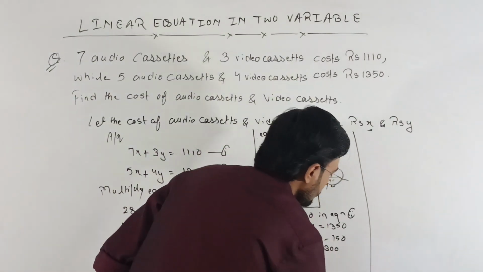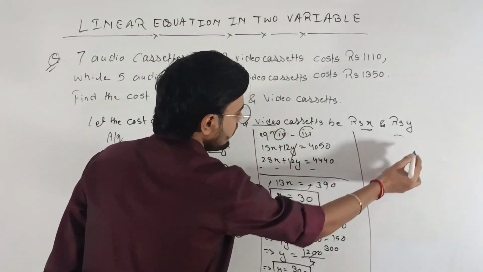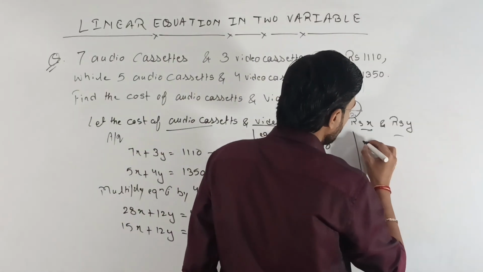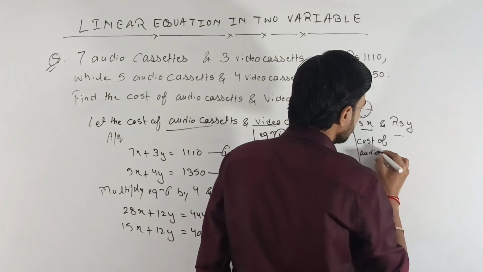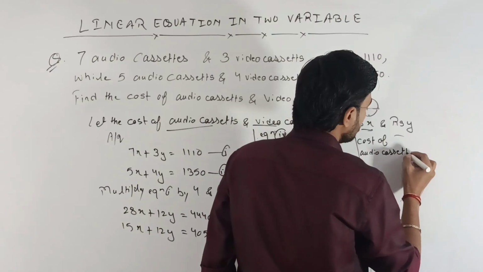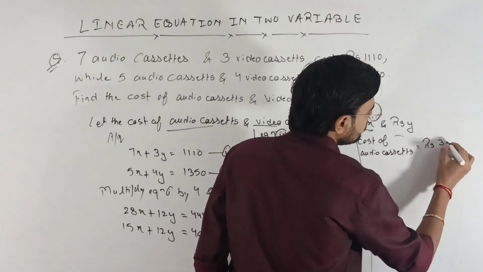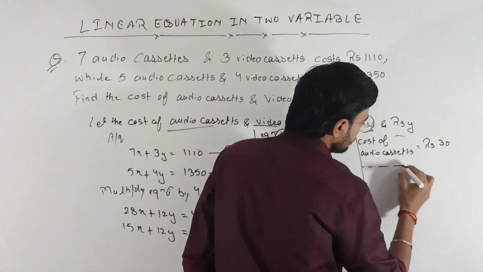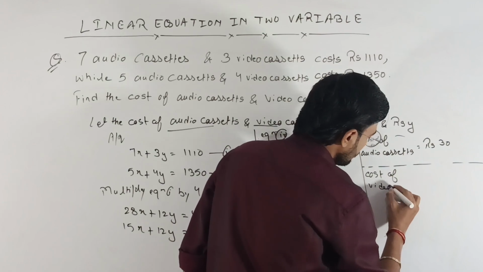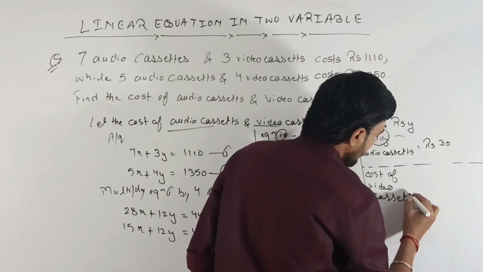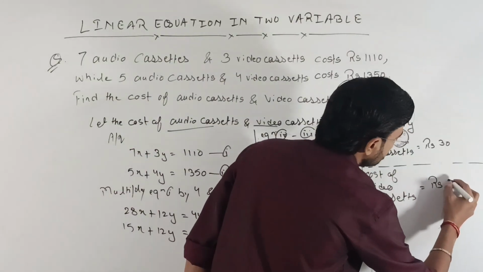So we assumed cost of audio cassette is x, cost of video cassette is y. So x is 30, which means cost of audio cassette is equal to rupees 30, and cost of video cassette is equal to rupees 300.